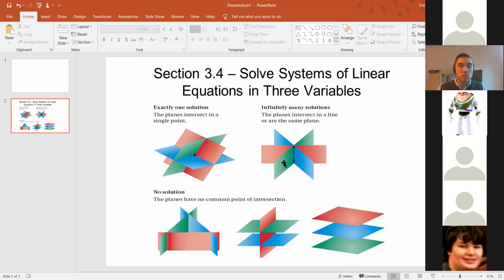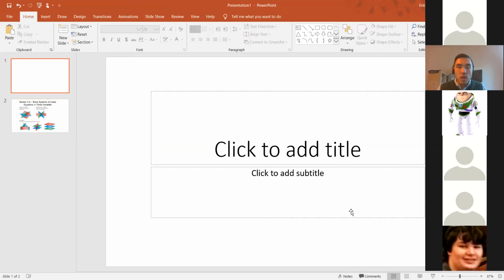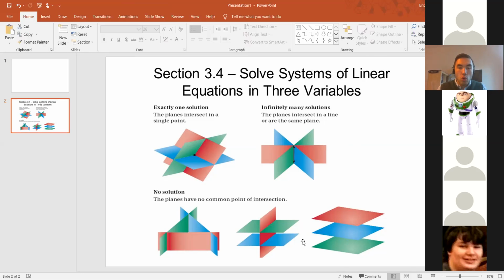We also have cases where if two of the planes are parallel, or if all three of the planes are parallel, they do not intersect. Or we could have other cases where the planes all intersect, but not all three of them intersect along the same line or at the same point. And as such, they lack a common point of intersection. So there are a lot of different ways that we can get no solution. Not just if one set is parallel, there's a bunch of different orientations that can lead to no solution.